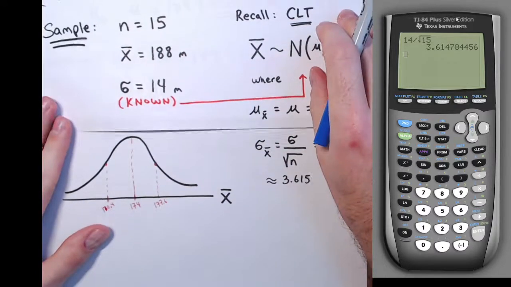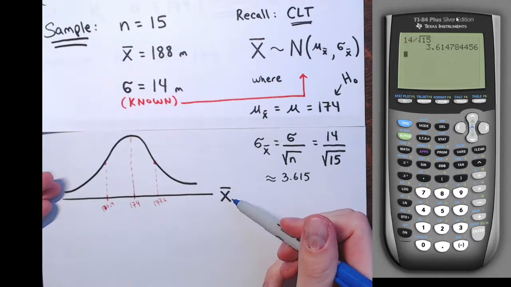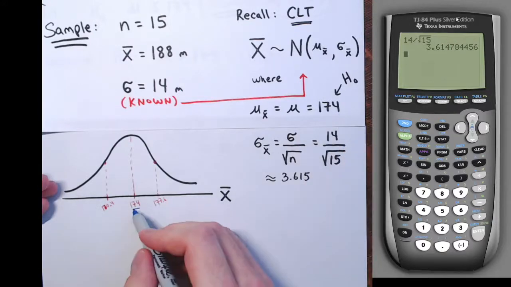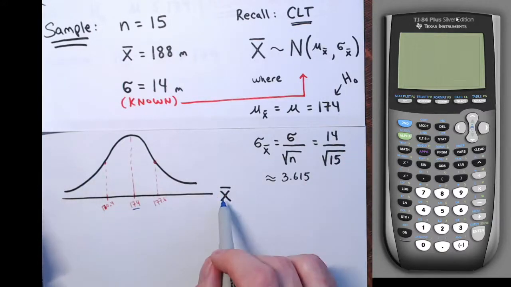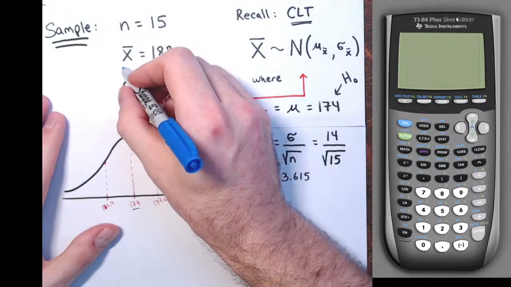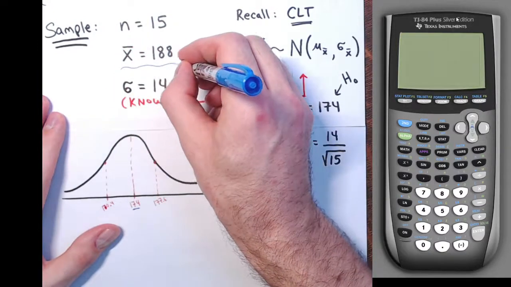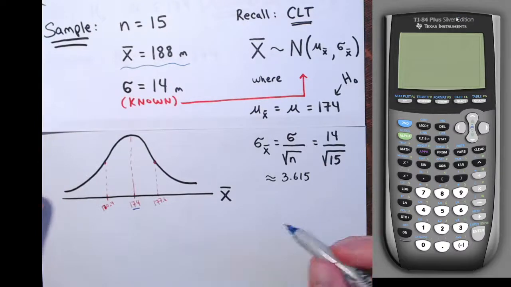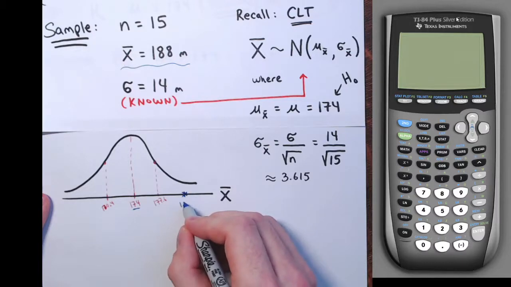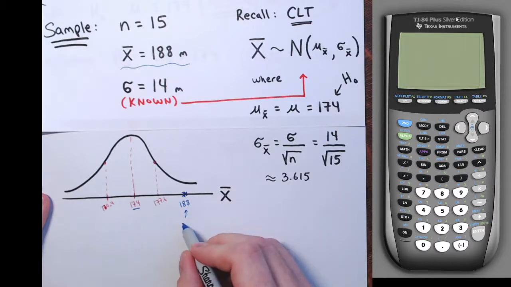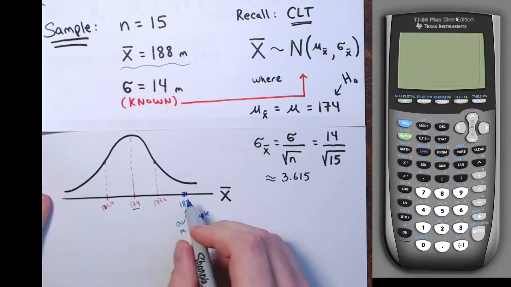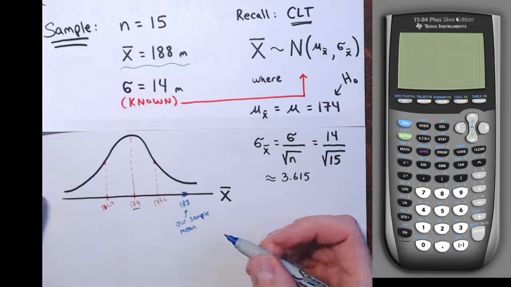Because look, here's the distribution of all x bars, if we assume the null hypothesis is correct, the mean is 174. Here's the distribution of all x bars for samples of size 15, assuming the null hypothesis is correct, and then we look at where our sample mean falls. Now, 188 falls somewhere over here, right? So I'm going to make a little star here. Here's 188, our sample mean on this number line of all possible sample means for samples of size 15.